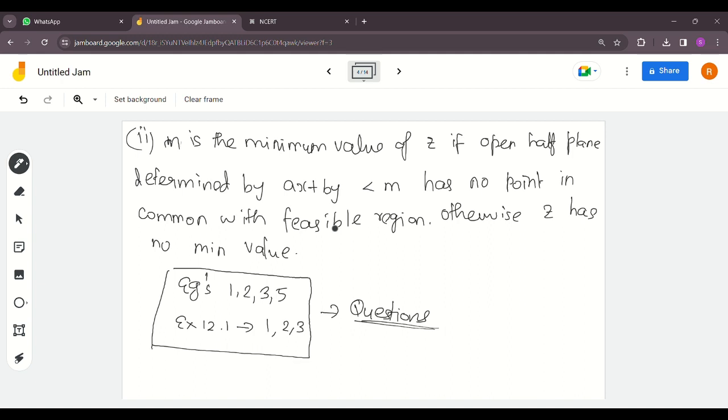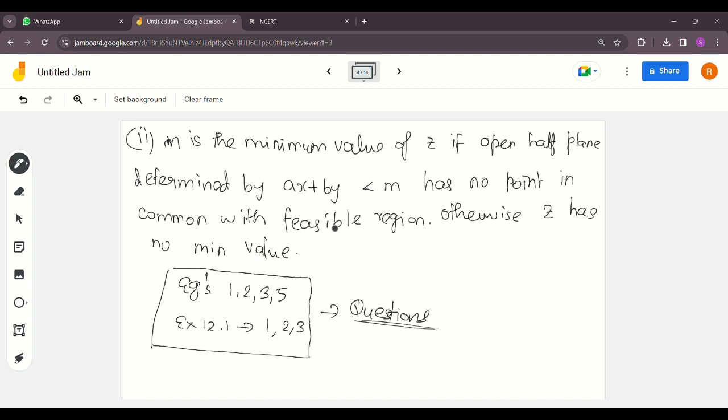Now substitute all these values in your question, z is equal to 4x plus y: 0, 0, 30, 0, 20, 30 and 0, 50. If you substitute 0, 0, you will get the value 0. If you substitute 30, 0, you will get 120. If you substitute 20, 30, you will get 110, and if you substitute 0, 50, you will get 50. Here the maximum value is 120. So this is how you have to solve this question.